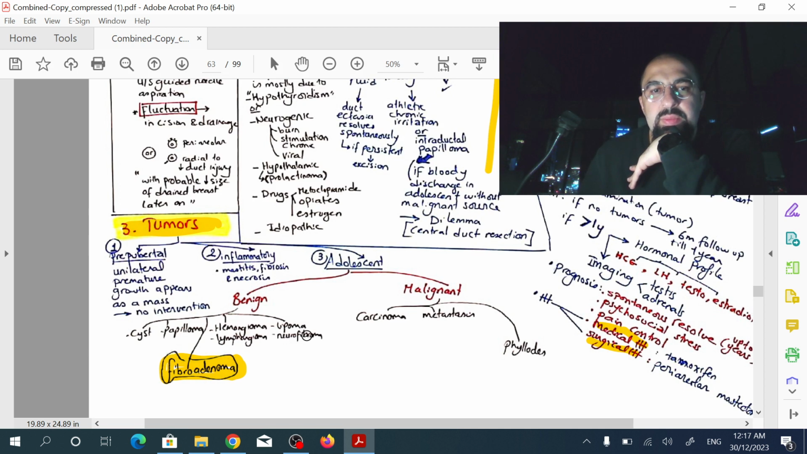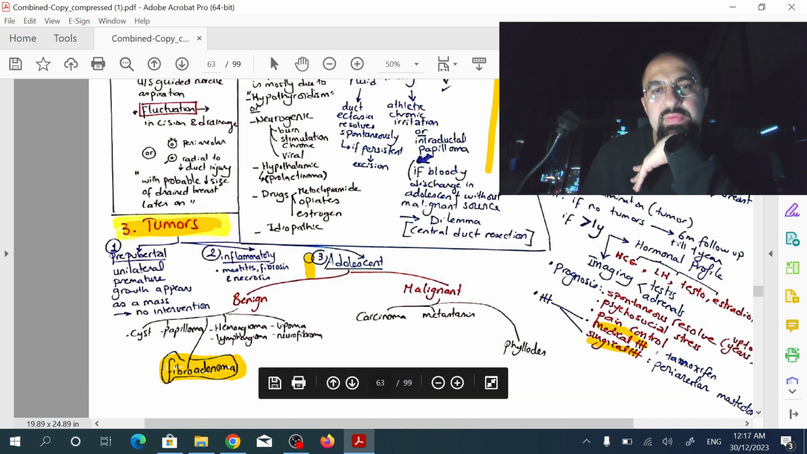Inflammatory mastitis, fibrosis and necrosis, and unilateral prepubertal tumors that grow as a mass, and accordingly you can deal with them. These topics in depth should be investigated by reviewing the literature case by case, because these are only the topics and not the details.